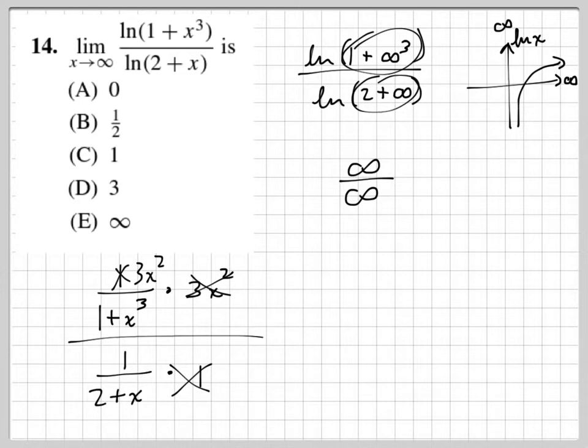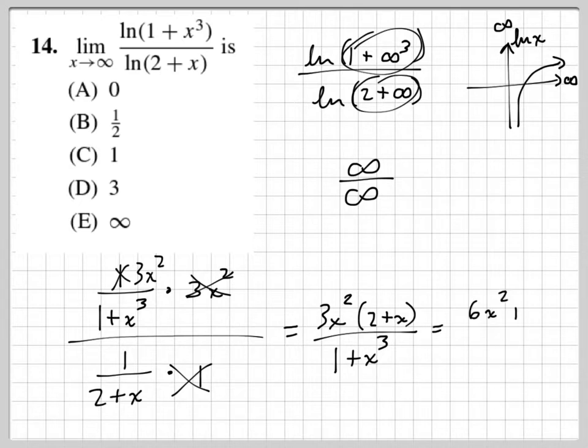I could probably multiply by the reciprocal to try to simplify this a little more, but I'm not going to do that. I'm just going to take the derivative of the top and the bottom using the quotient rule. I changed my mind. I'm going to multiply the top by the reciprocal of the bottom. So that means this simplifies to 3x squared, 2 plus x, over 1 plus x to the third. It looks like I could take the limit of that as x approaches infinity. Let's simplify it just a little bit more. On the top, we get 6x to the second plus 3x to the third, and on the bottom, we have 1 plus x to the third.